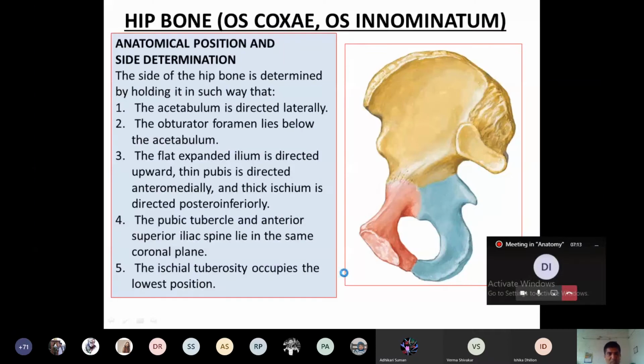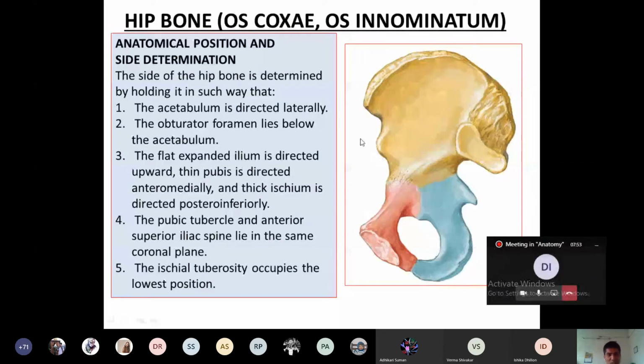First of all, I'll describe the hip bone. As you know, in the examination, you have to keep all the bones in the anatomical position and you have to determine the side of the bone. So first of all, I am describing the anatomical position along with the side determination of the hip bone. The hip bone is also known as the os coxae, the innominate bone or os innominatum.